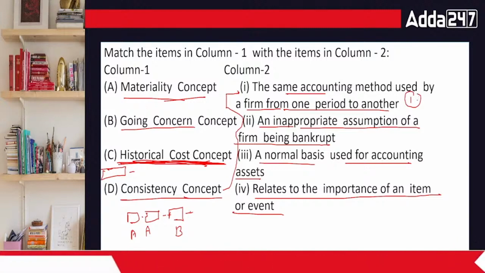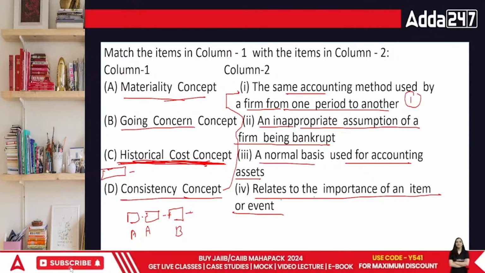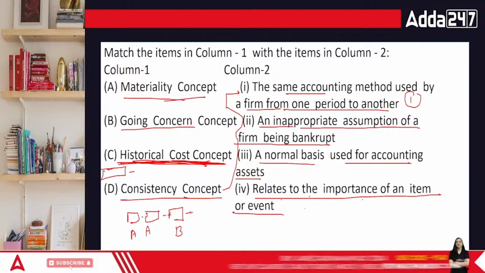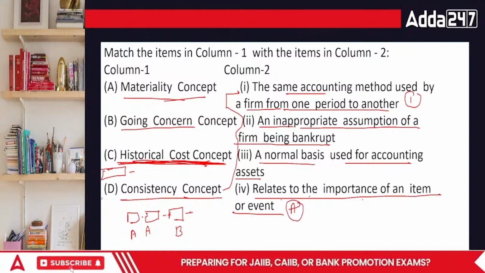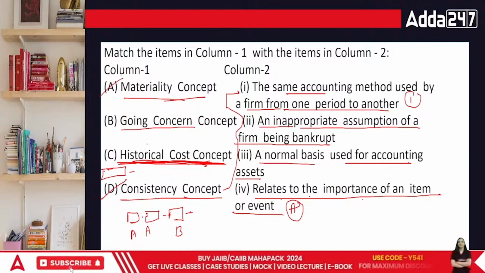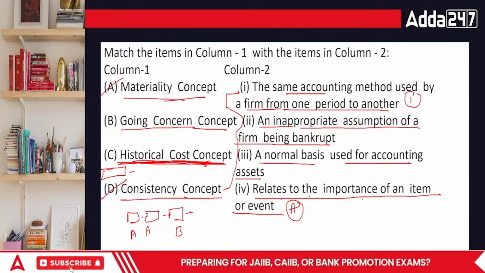Then we have materiality concept. Materiality means relates to the importance of an item. Materiality always means the item which is very important to us. So technically D and A done. Then we are left with going concern. Going concern concept says men may come and men may go, but the organization is here to continue.